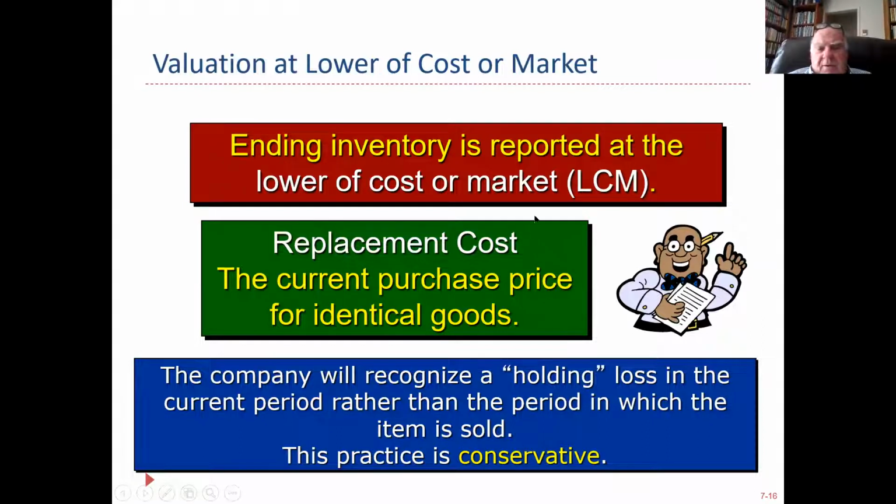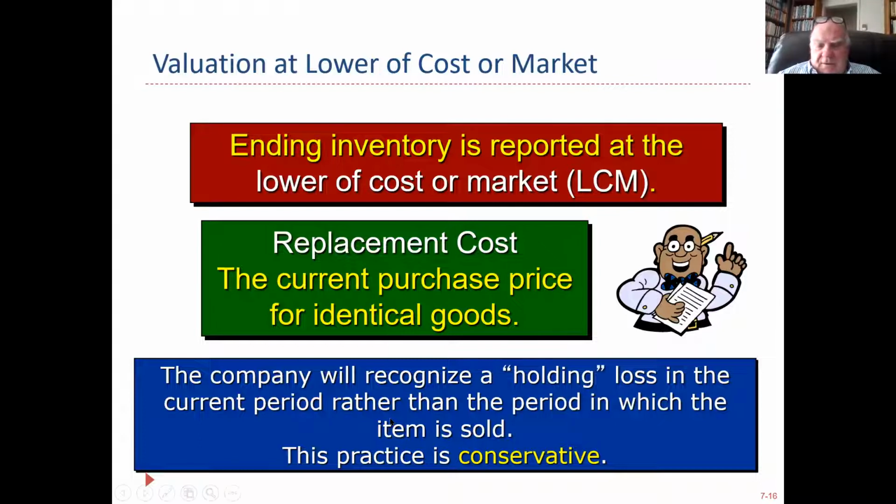So we're going to be comparing what's called the lower of cost or market. We're going to look at the cost of the item and compare it to what the market price is, called the replacement cost, which is the current price for identical goods. The company is going to recognize a holding loss in the current period rather than the period in which the item is sold. And this is part of the concept of conservatism. The GAAP principle of conservatism tells us we can never anticipate a gain, but we always have to record a loss when we know about it.